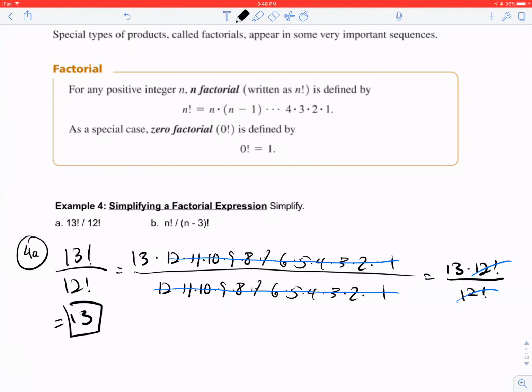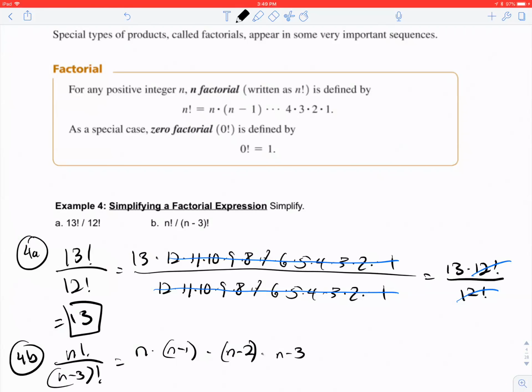Okay? But then if we look at 4b, we're doing n factorial over n minus 3 factorial. So what is n factorial? It's going to be n times the one before that. It's going to be n minus 1 times the one before that. It's going to be n minus 2 times the one before that. All the way down to 1 is going to be n minus 3 factorial. This is going to be n minus 3 factorial.